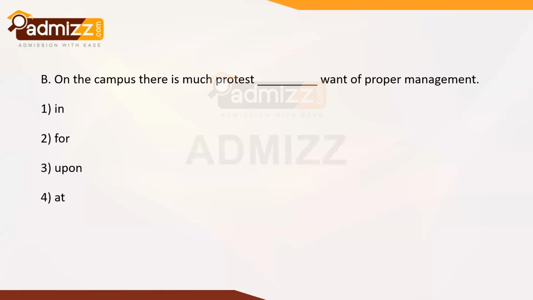Now there's a small caveat to be noted here, right? Two prepositions can fit into this problem. On the campus, there is much protest in want of proper management also works in this case. But on the campus, there's much protest for want of proper management also works in this case, right? But in modern English, "in" is the preferred choice. So that's the correct answer in this case, right?